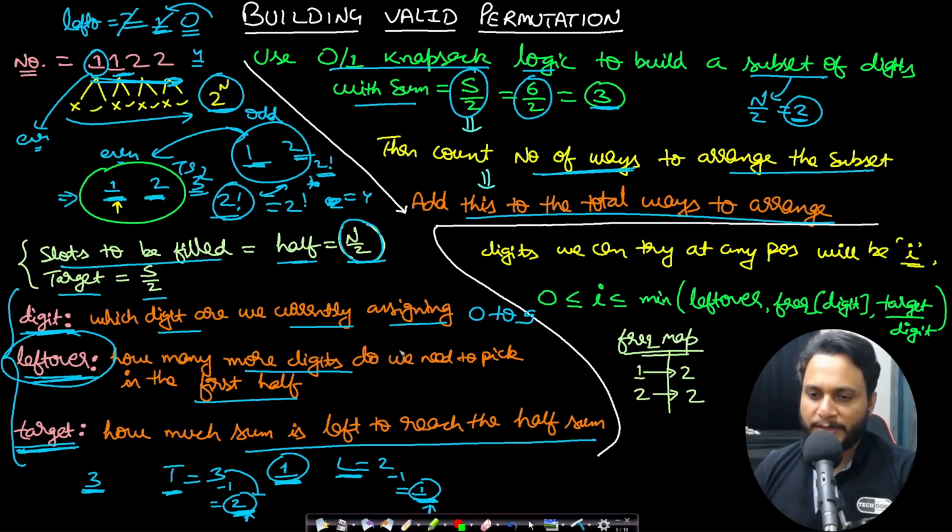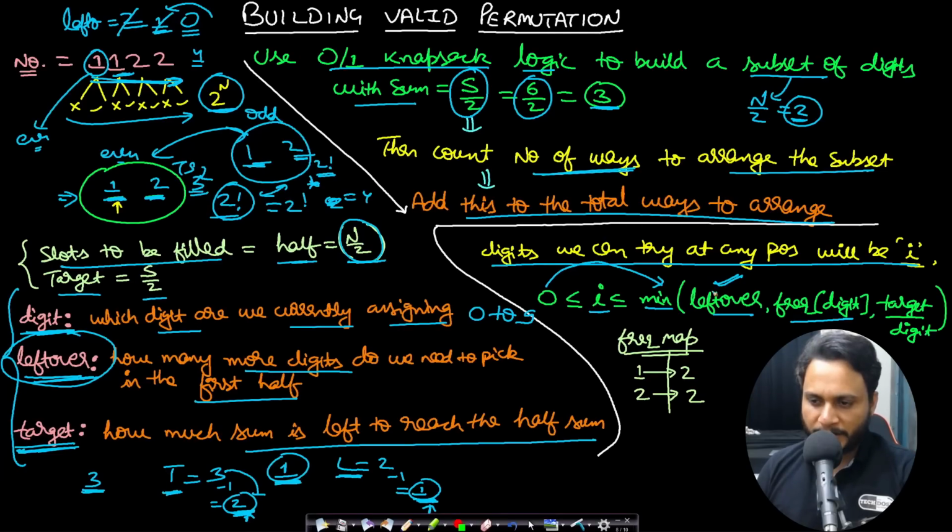So having understood all these points, let's see that the digits that we can try at any position will be, let's say, i, and so I will start from 0 and it cannot exceed the minimum of leftover, the frequency of digit, comma, target by digit. You have already understood that the number of digits that you can include cannot be more than the leftover, because the leftover will show how many more digits you want to include. But if I'm trying, let's say, digit 1 and the leftover value is 3, then can I include 1 three times, or two times or one time? How many times can I include?